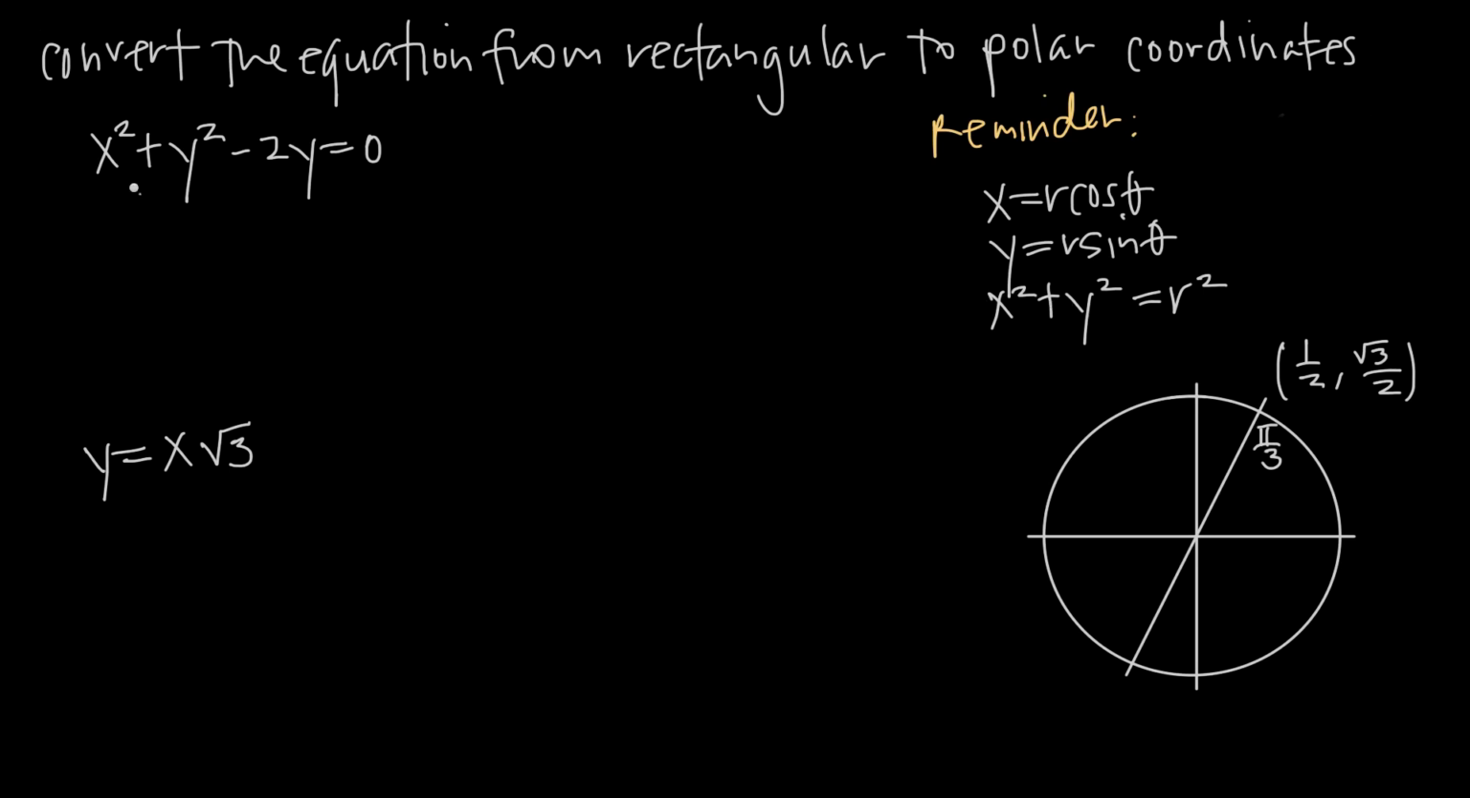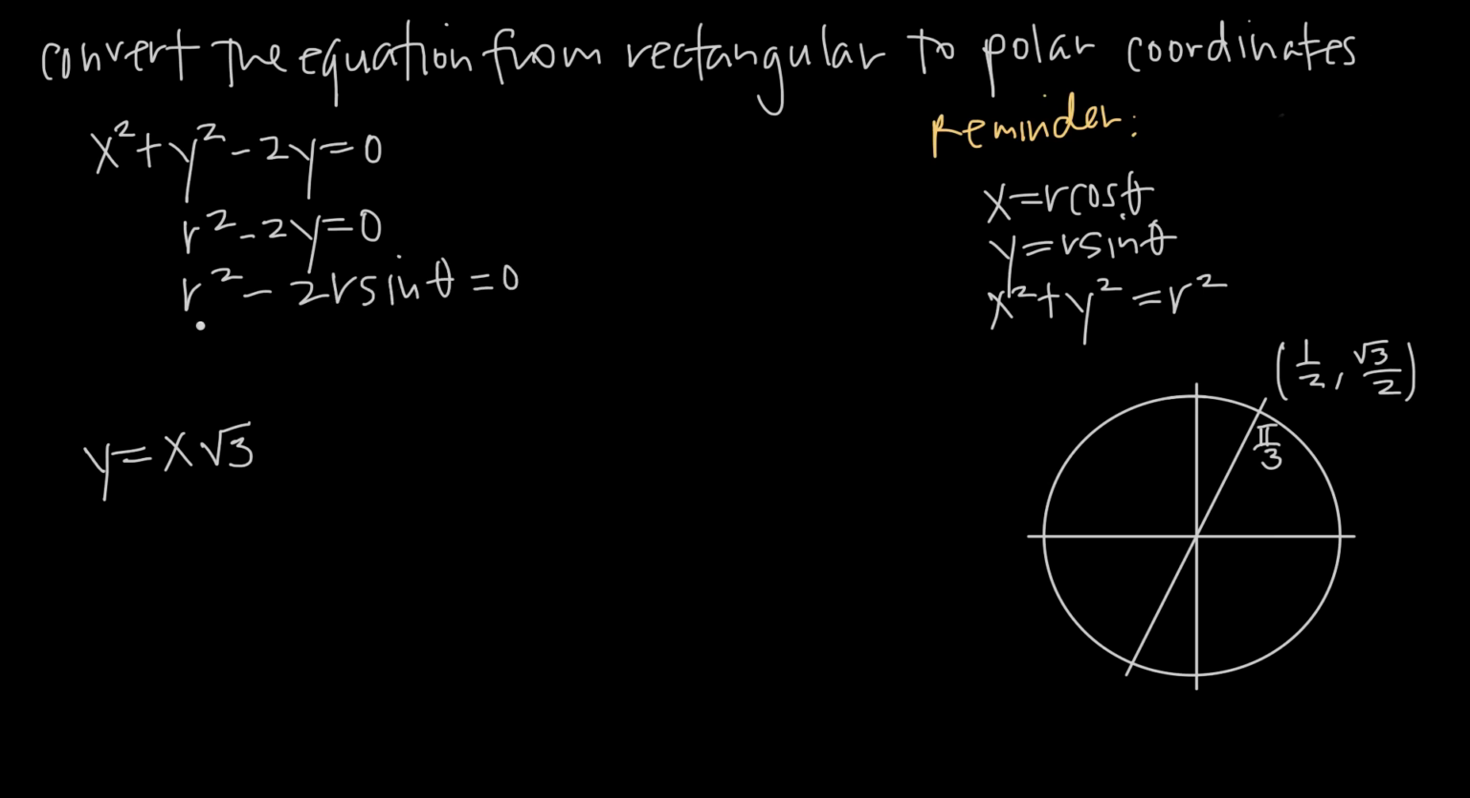So what we want to do, first of all, is recognize that whenever we have x squared plus y squared, one of our conversion formulas exactly is x squared plus y squared is equal to r squared. So if you ever see that, you want to make sure to convert it right away to r squared because that's a big win. So we'll get r squared minus 2y is equal to 0. Then, because we have y here, and we know that y is equal to r sine of theta, we want to make that substitution. So we'll get r squared minus 2 times r sine theta is equal to 0.